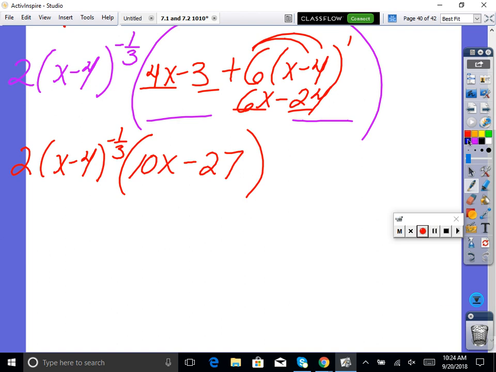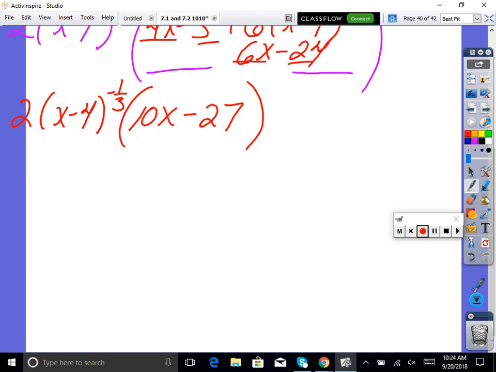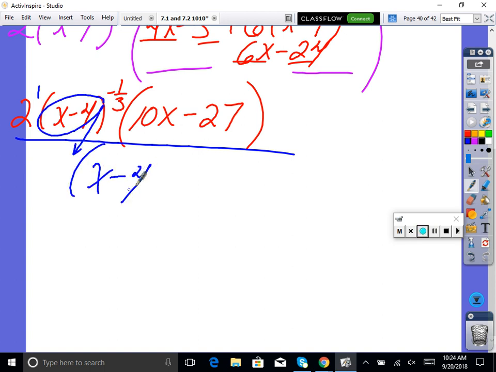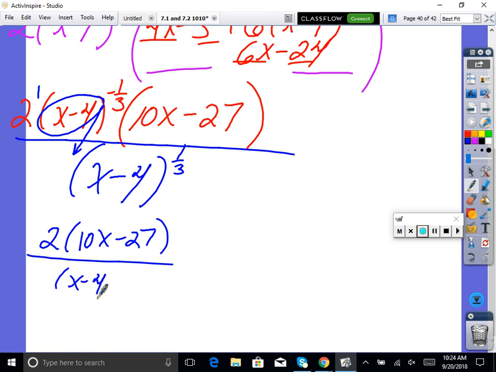There's one thing that's not. What? It's a negative exponent. So what do we need to do? Draw your line and flip the base. Should 2 come down? Nope, 2 is raised to the positive 1. That's fine. Only flip the part that has a negative exponent. So x minus 4 to the positive 1/3. So my final answer is on top 2, 10x minus 27, and on bottom x minus 4 to the 1/3.